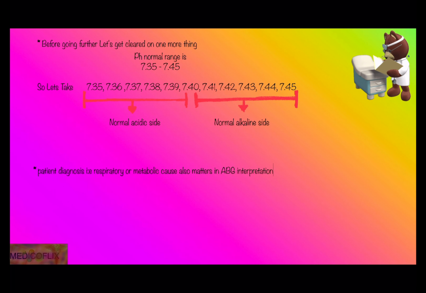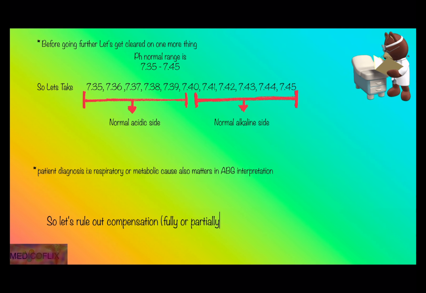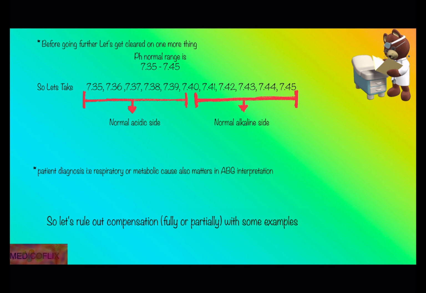As you know, patient diagnosis, that is respiratory condition or metabolic condition, matters a lot in ABG interpretation. In respiratory condition, CO2 level shows variations. In metabolic condition, bicarbonate level shows variations. So now let's rule out compensation, that is fully or partially, with some examples.